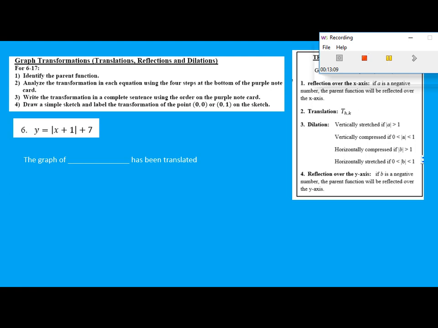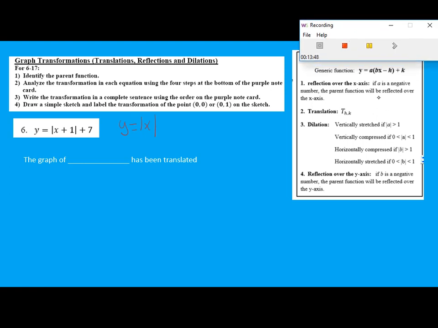So if we think about number 6 here, when we look at the directions, identify the parent function. Well, in this case, the parent function is going to be the absolute value of x. Now, we're going to go down this list in this order, and that'll help us properly describe this. And then, of course, we write it as a sentence. So, guys, it starts looking like this. First thing you ask yourself, has it been reflected over the x-axis? If there's a negative out front, it has.